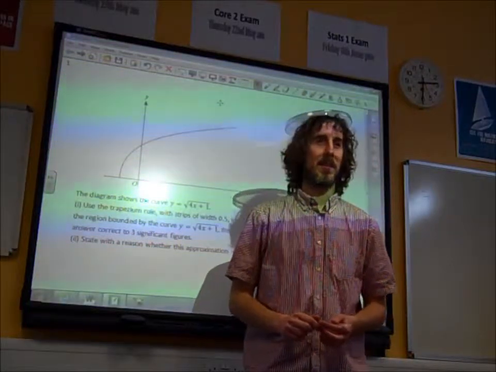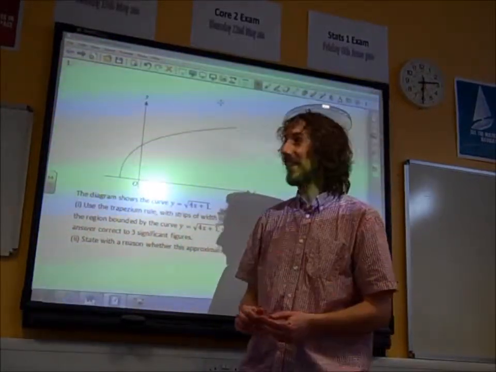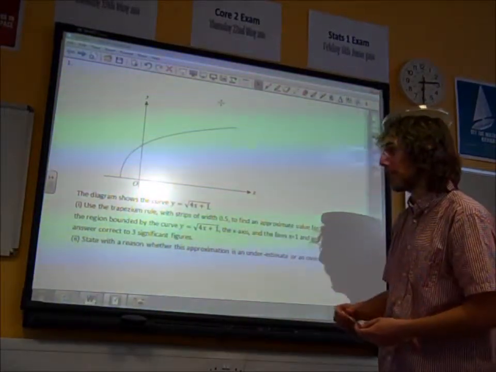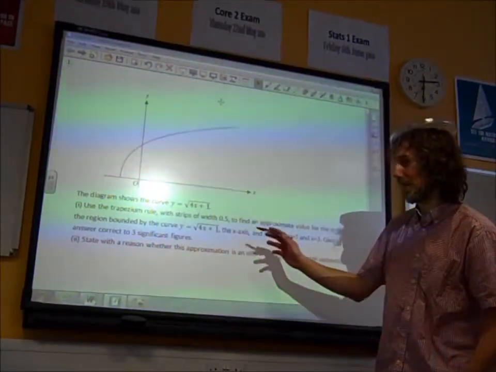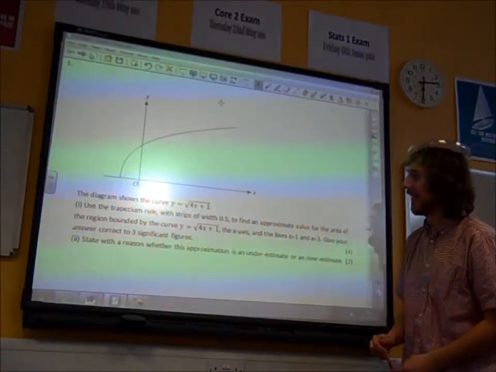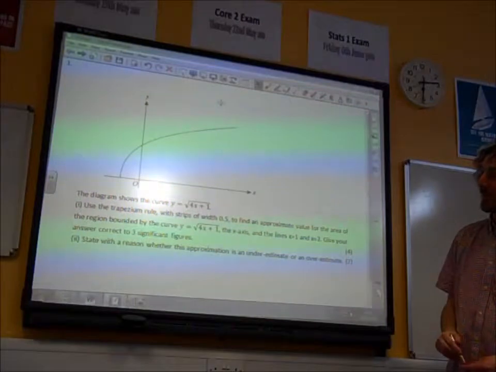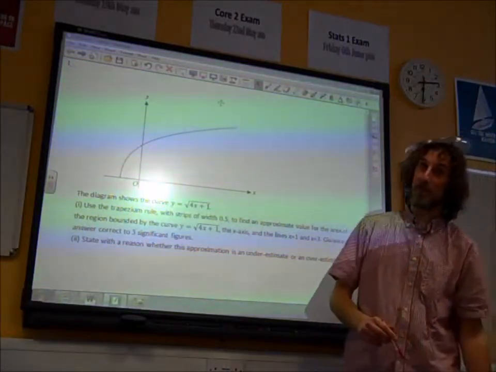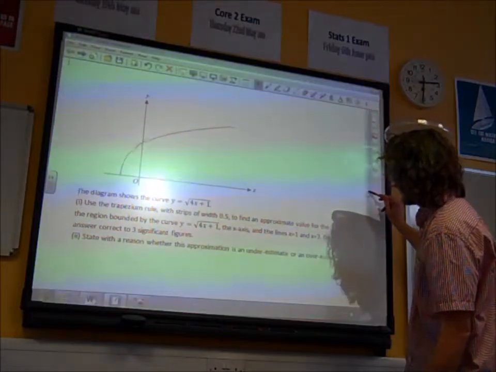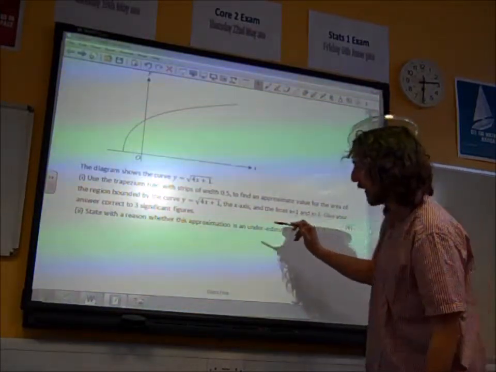Okay. This work is on the trapezium rule, and so we start with using the trapezium rule with strips of width 0.5 to find the approximate value for the area of the region bounded by the curve y equals the square root of 4x plus 1. Okay, so we do our little table for this.